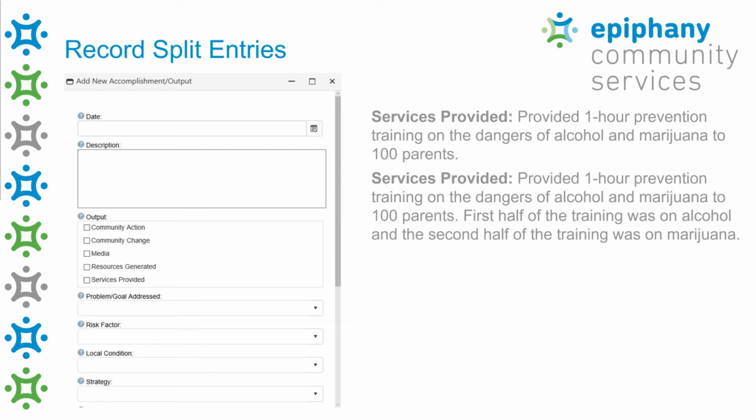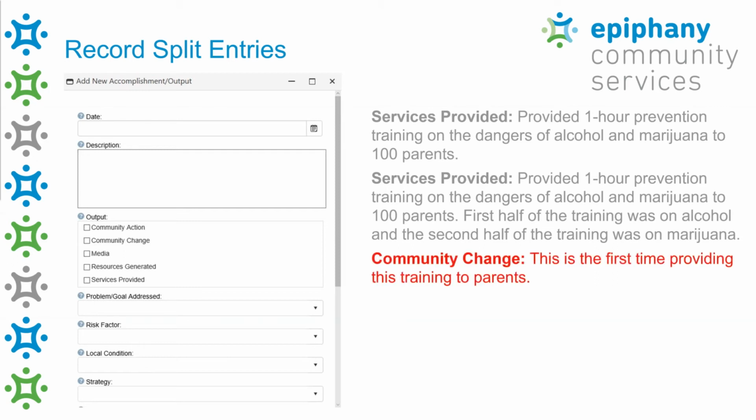Now, to continue on with breaking up our entry, we also said that we had a community change, right? This is the first time we're providing this training to parents. We can also break this up by the problem goal addressed as well. Since we spoke on alcohol for the first half and marijuana for the second, this community change piece can stay the same. We just want to tack it on to what we have written in there for our service provided. And we would want to break it up into 2 entries as well.